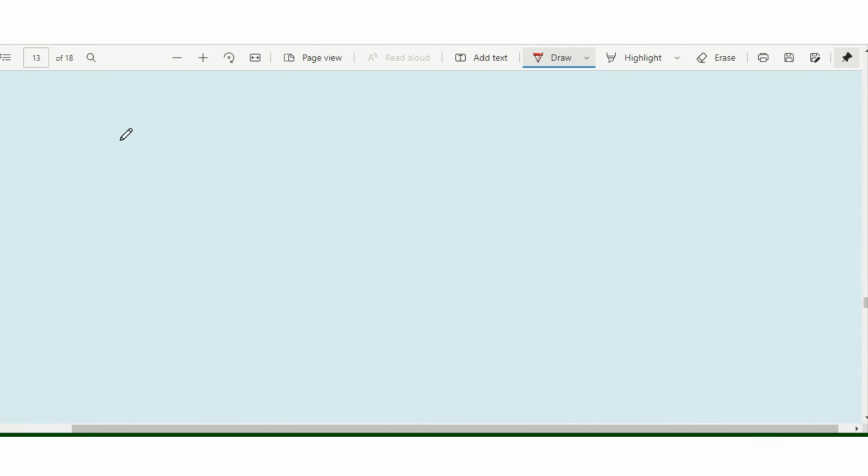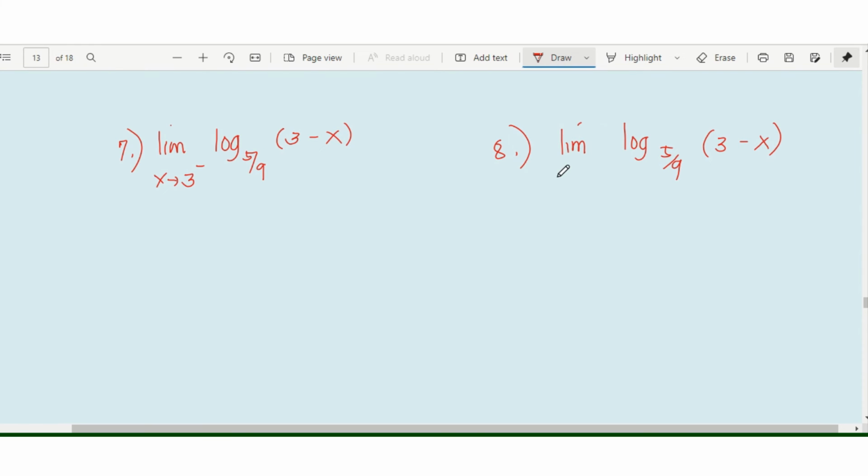So let's have another example. Let's say if you have logarithm that is base 5 over 9, obviously less than 1, and this is let's say 3 minus x. What is the limit of that as x approaches 3 from the left, no? And let's have number 8. What is the limit of the logarithm of 3 minus x, the base 5 over 9, as x keeps on decreasing.